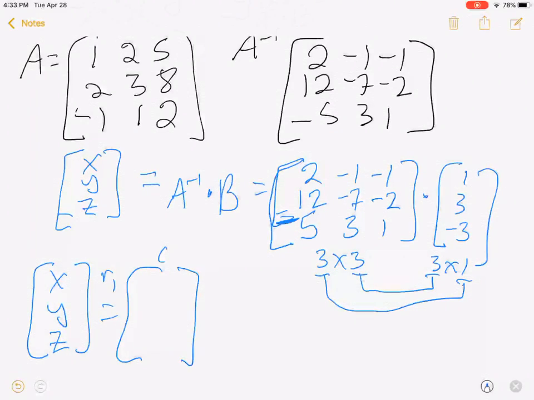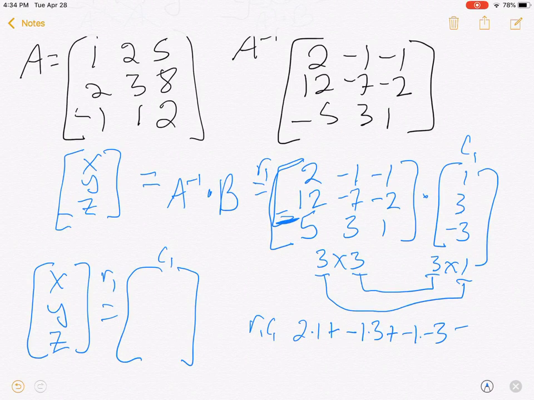So to find row 1, column 1, I'm going to take row 1 times column 1. So I get 2 times 1 plus, across the left, negative 1, down with the right, times 3, negative 1 times 3, plus, across the left, negative 1, down with the right, negative 3, so negative 1 times negative 3. So I get 2 plus negative 3 is negative 1, plus 3 is 2. So that one's a 2, so x equals 2.